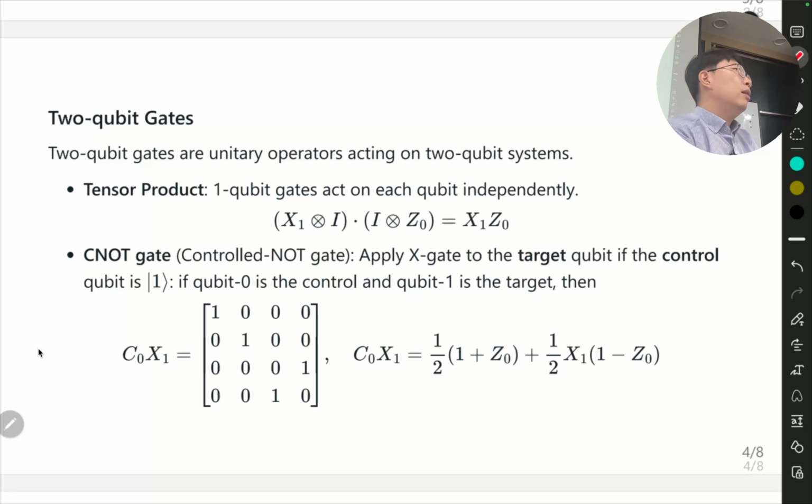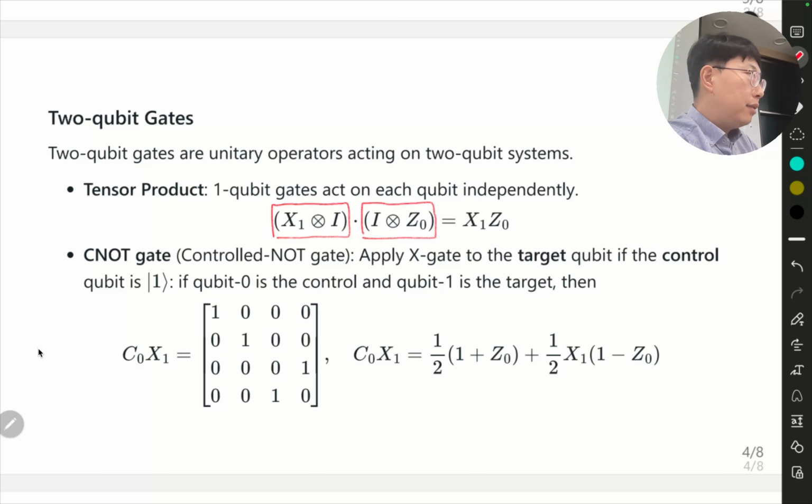So you can separate out the action of these gates into 2 different 2 qubit gates. For example, you can apply the Z gate on qubit 0, and then apply the X gate on qubit 1. When you apply the Z gate on qubit 0, you don't do anything on qubit 1, so you can imagine that you're applying the identity gate on qubit 1. And when you apply the X gate on qubit 1, you don't do anything on qubit 0, so you're applying the identity gate on qubit 0.